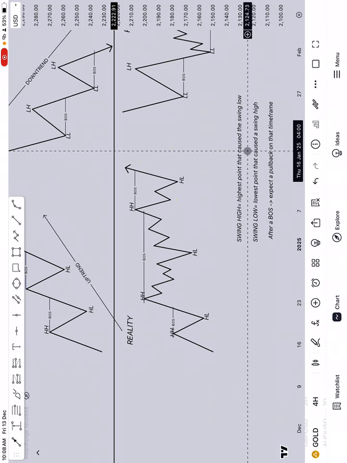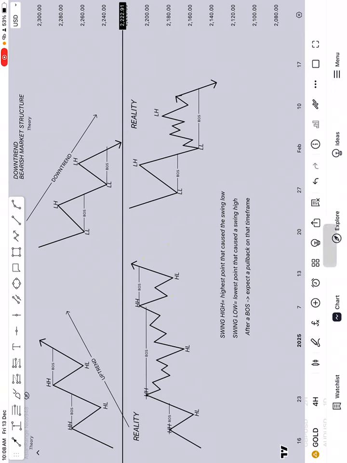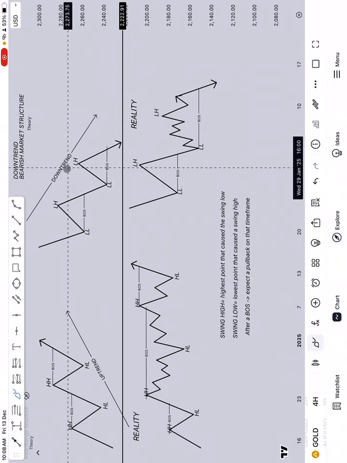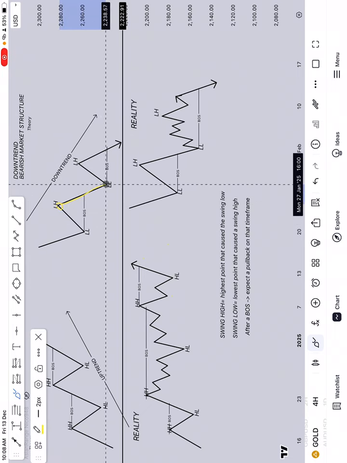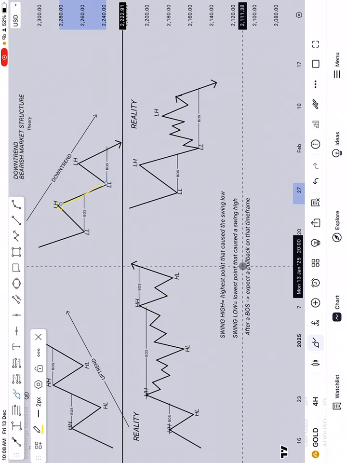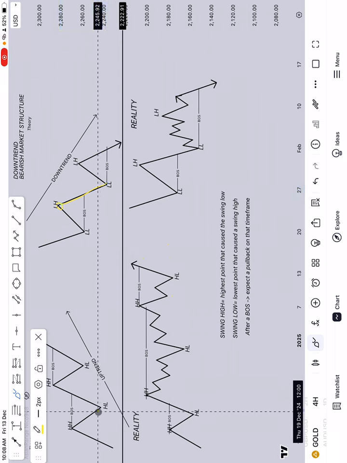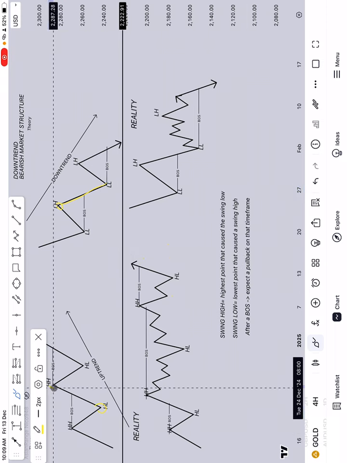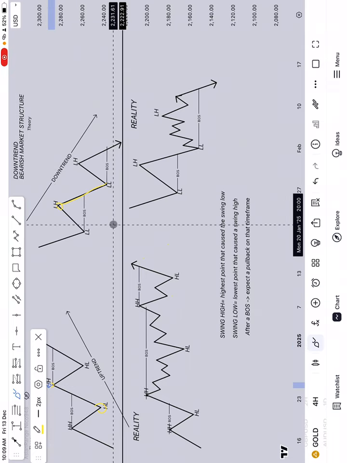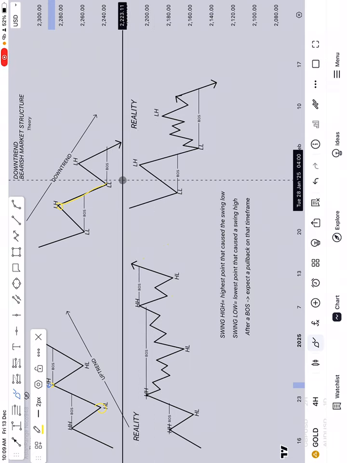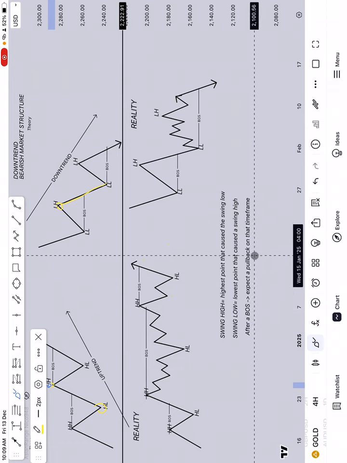Swing high, these are high points that cause a swing low. Okay, so when we talk about a swing high, these are actually high points. This is a swing high, a point that causes a low. While a swing low is the lowest point that causes a swing high. So this is a low here that causes what? A high. Okay, this is a low that causes a high. And that is that. Okay, and remember, after a break of structure, expect a pullback.